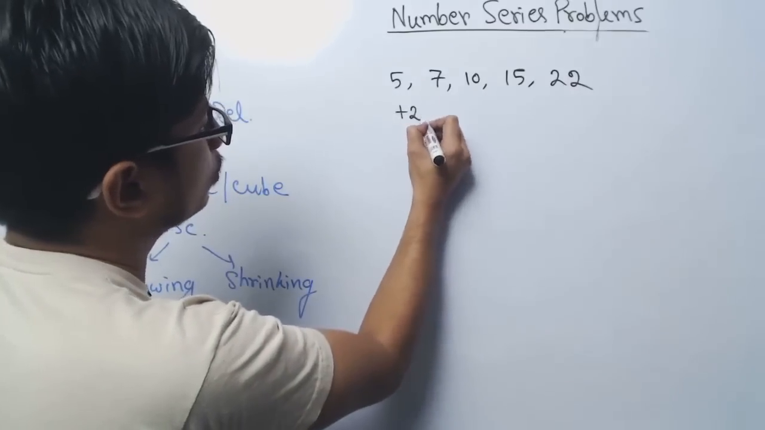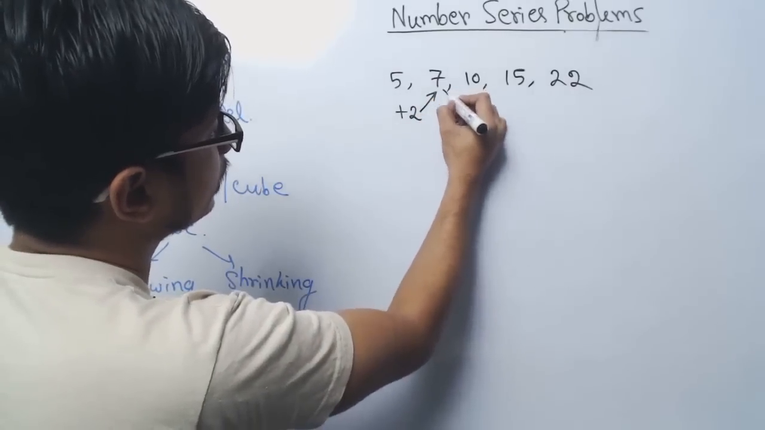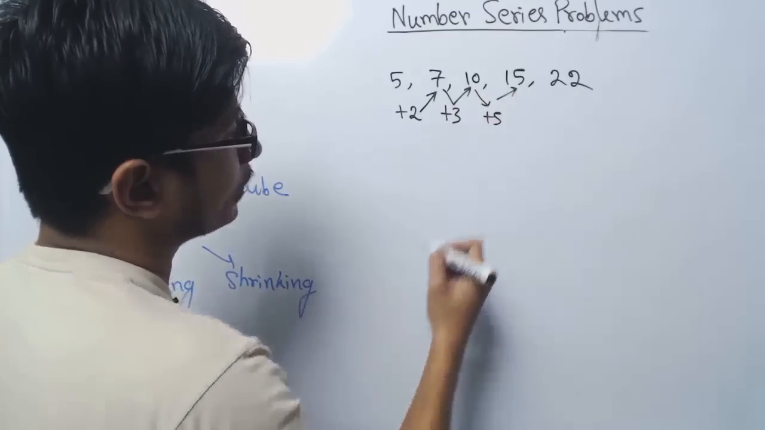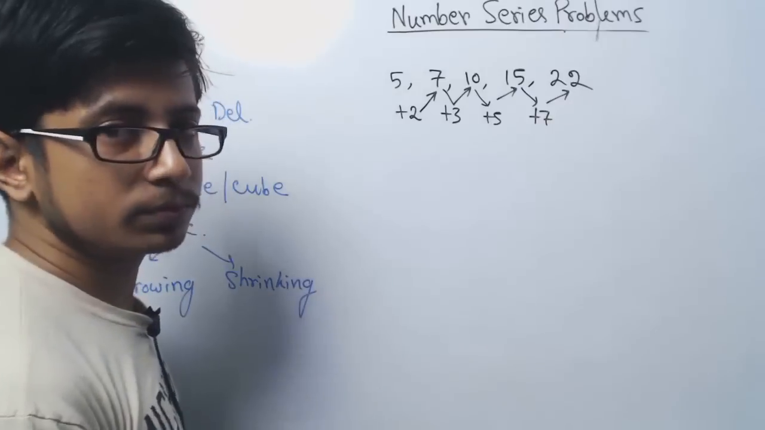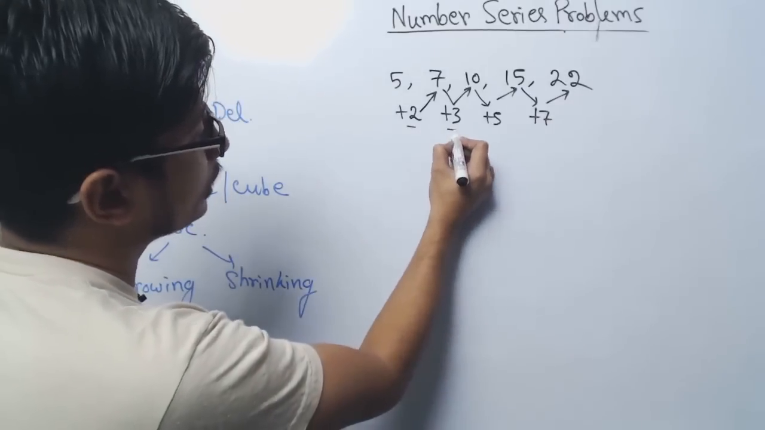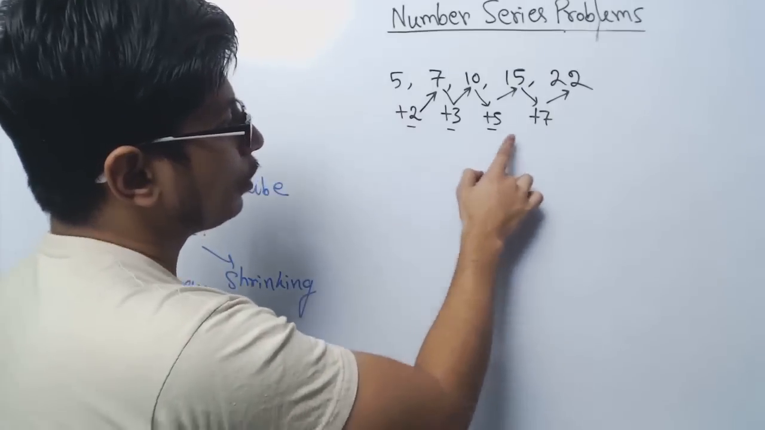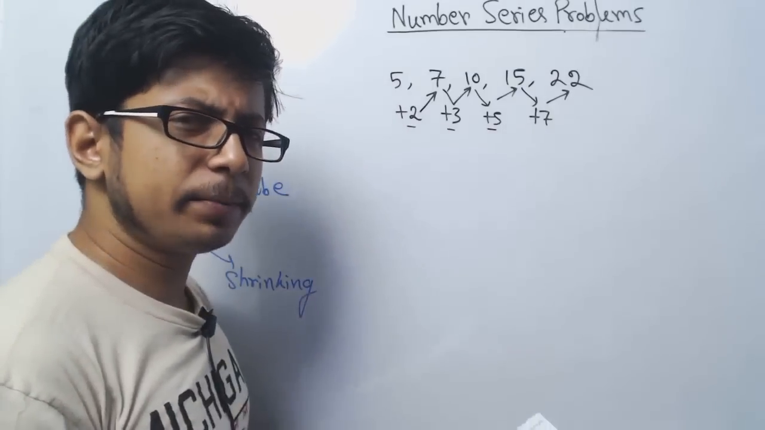So 5 plus 2 gives us 7. 7 plus 3 gives us 10. 10 plus 5 gives us 15. 15 plus 7 gives us 22. So we are increasing like 2, 3, 5, 7. Okay, so till now, what do you see? Plus 2, plus 3, plus 5, plus 7. So what can be in your mind?